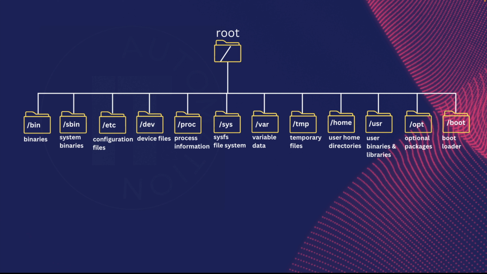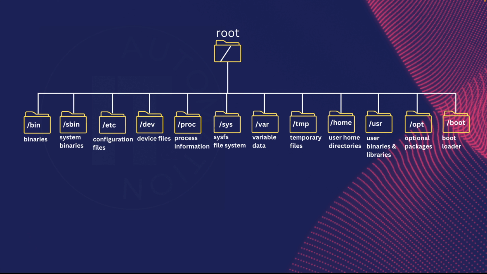The etc directory. The etc directory contains system-wide configuration files and directories used by various applications and services. Configuration files for network settings, user accounts, services, and system startup are typically stored here.